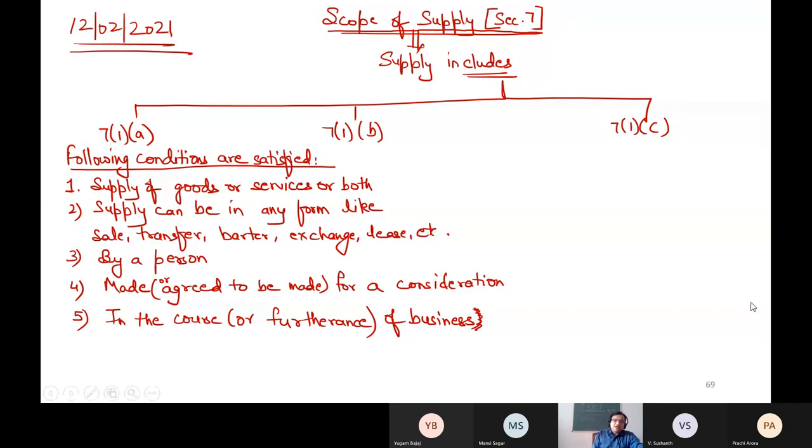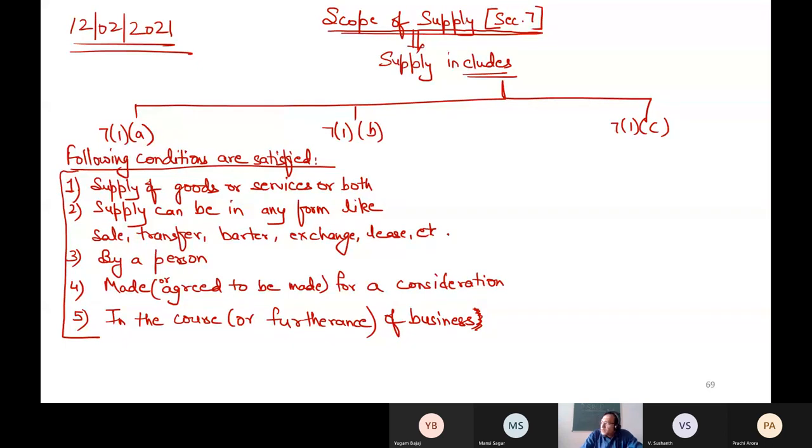Now, for any activity under subsection 7(1)(a), if all these five conditions are satisfied, it will be treated as supply. Otherwise, I cannot say that it will not be treated as supply. We have other clauses also. Just because something is not a supply under 7(1)(a), it doesn't mean it is not at all a supply. You have to read 7(1)(b) as well as 7(1)(c), and then you can ultimately decide what that activity or transaction will be. In 99.999999% situations, cases of supply will be covered under 7(1)(a), 7(1)(b) or 7(1)(c) until and unless anything exceptional comes out.